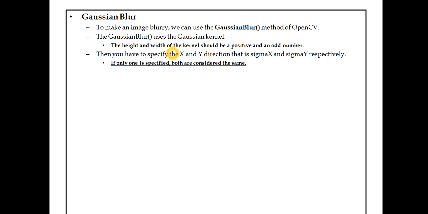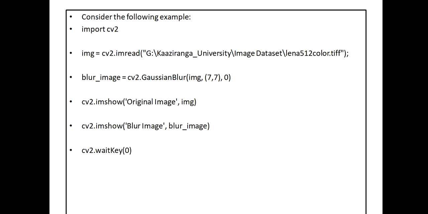Then you have to specify the x and y direction, that is sigma x and sigma y respectively. If only one is specified, then both are considered the same. These things you have to note down for the Gaussian blur function. Clear? So going to the practical one, the code will be this one. You can take a screenshot.